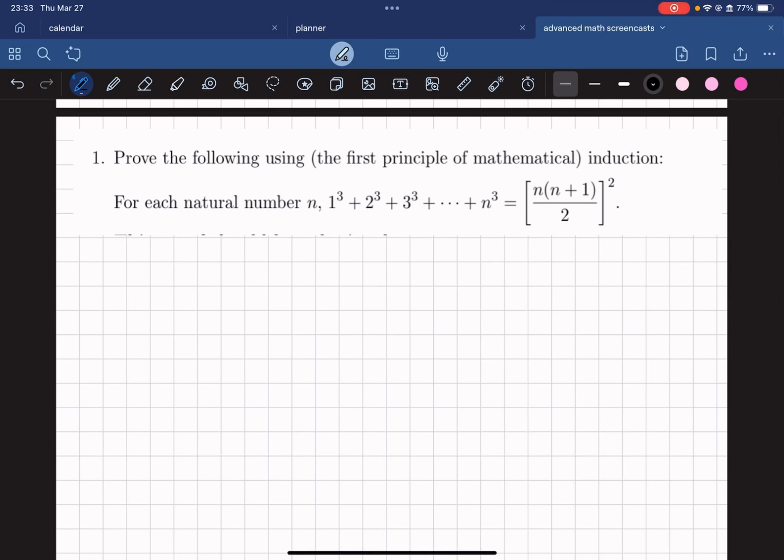The problem states, prove the following using the first principle of mathematical induction. For each natural number n, 1 cubed plus 2 cubed plus 3 cubed plus any numbers plus n cubed is equal to n times n plus 1 over 2, all squared.